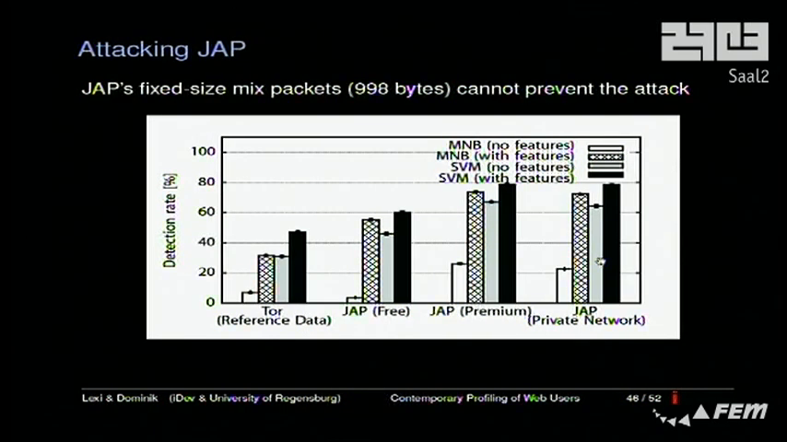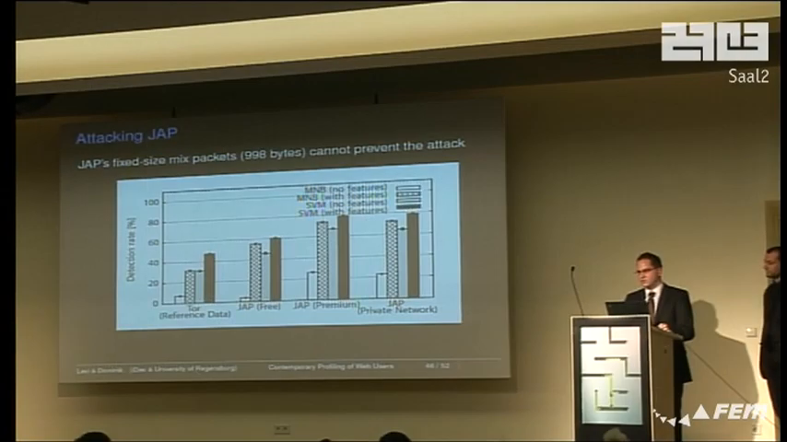And if you're looking at YAP, especially because I know that there are some YAP guys around here. On the left side, you see the Tor data, and those bars are basically the different classification methods. Tor is worst. The free cascade, the Dresden cascade, is slightly better, meaning slightly higher accuracy. And actually, the premium cascade, which is supposed to be more secure, has an even higher accuracy, meaning bad for the user. And the private network, for reference only here, has basically the same accuracy as the premium cascade.